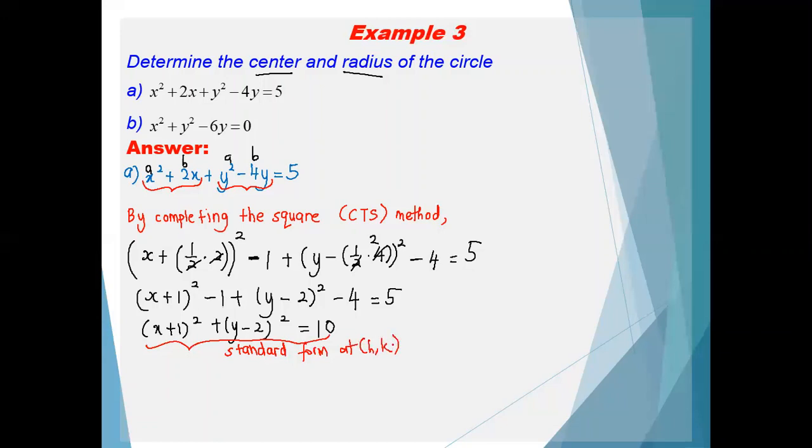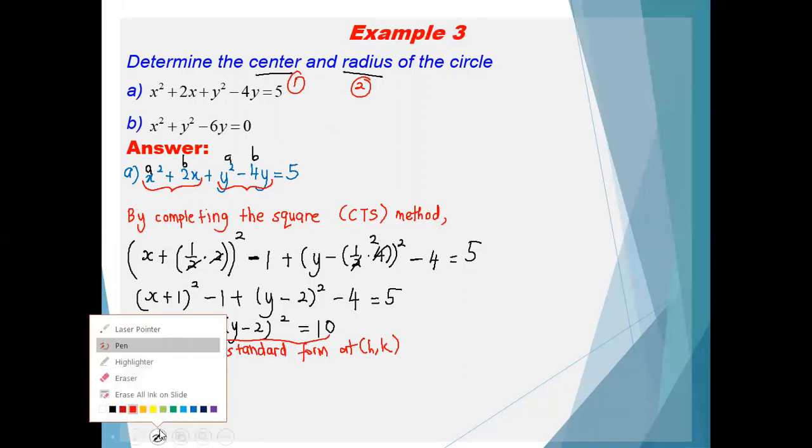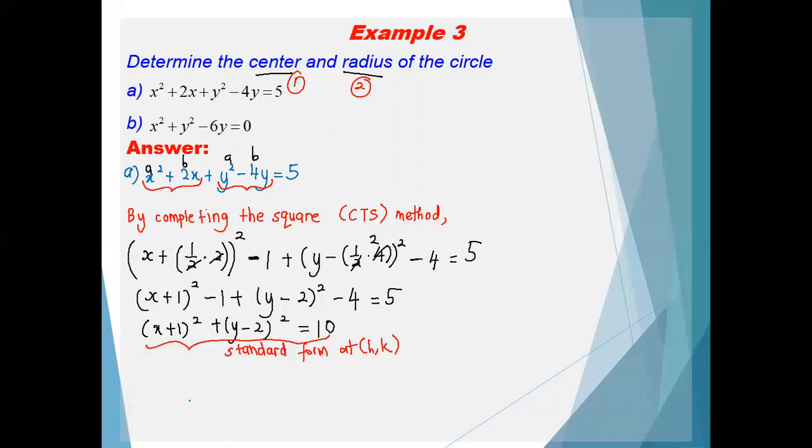Okay, so what's next? Kita nak cari center and also the radius. Okay, so what is the center? Kalau tengok dekat sini, okay, so the center is at, okay, plus 1, so maksudnya negative 1, negative 2, itulah center.